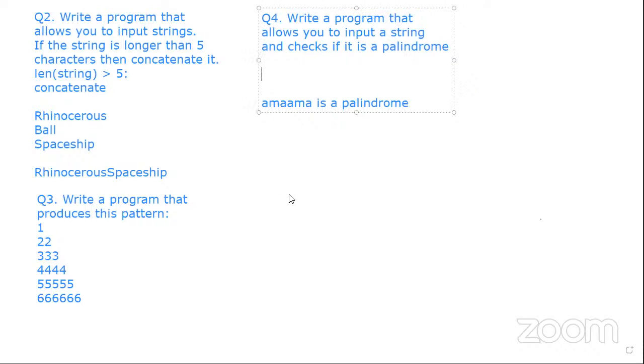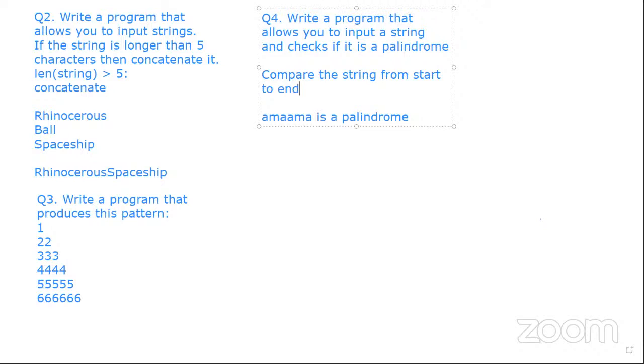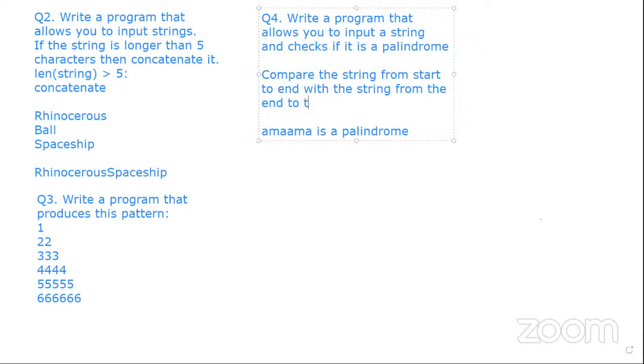Just a tip for question 4. What you need to do is compare the string from start to end with the string from the end to the start. Okay, this is a tip.